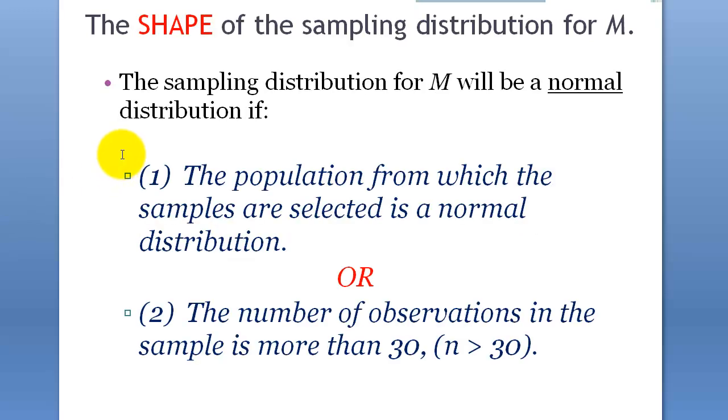The shape of the sampling distribution for M: the sampling distribution of M will be a normal distribution if one or both of the following are correct. One, the population from which the samples are selected is a normal distribution, or the number of observations in the sample is more than 30. In the previous example, we took a sample of 100, so the distribution is going to be normal.